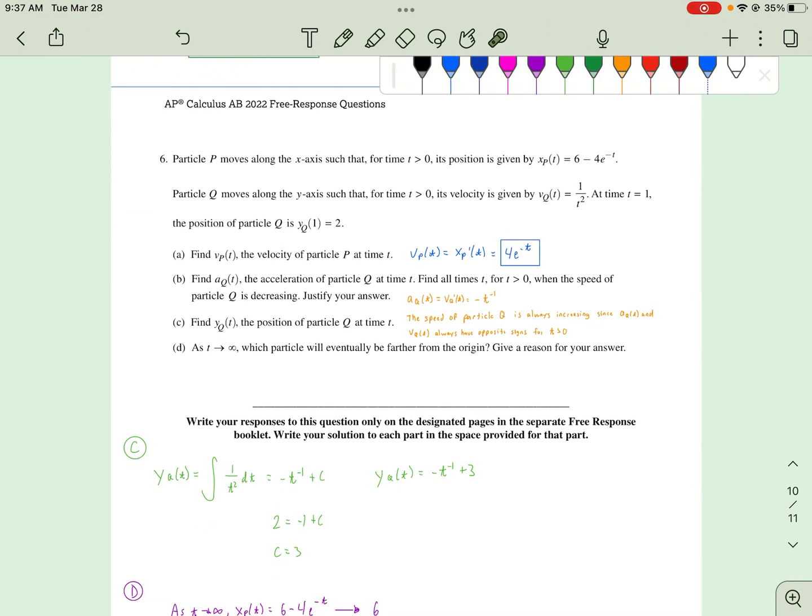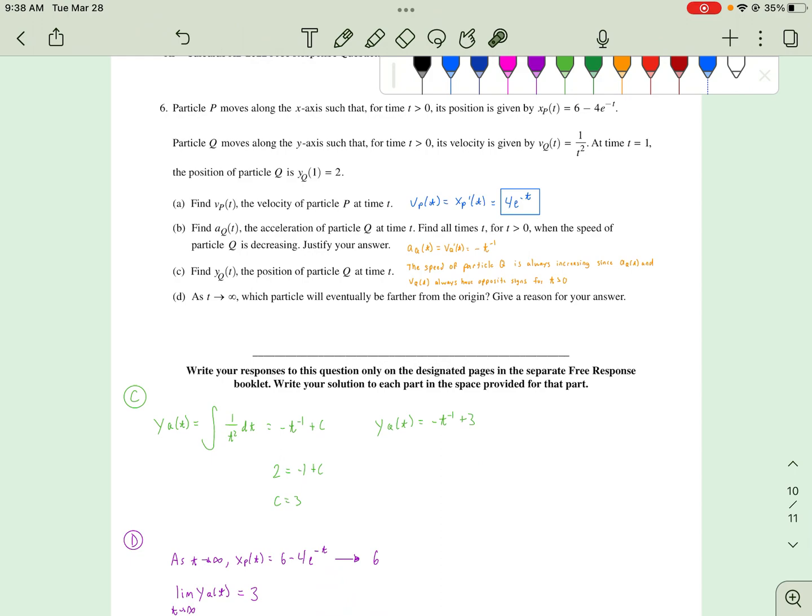All right, and then number 6, we have 2 particles. We have the position of one and the velocity of another. Find the velocity of P. The velocity of P is at time t, so not at a specific time. The velocity is the same as the derivative of the position, and so do the derivative of this and get that.